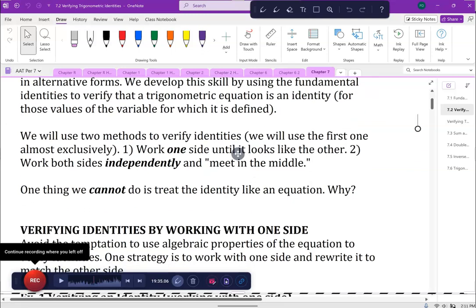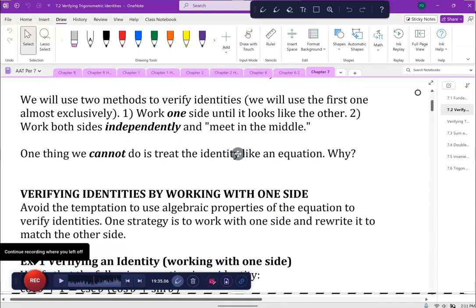One thing we cannot do is treat it like an equation. What I mean by that is you can't move stuff from one side to the other. You either have to work them independently or work on just one. The reason is that you're trying to verify it. You're not trying to solve it. You're trying to show that it is an identity and that it's equivalent. So you can't just move stuff left and right.